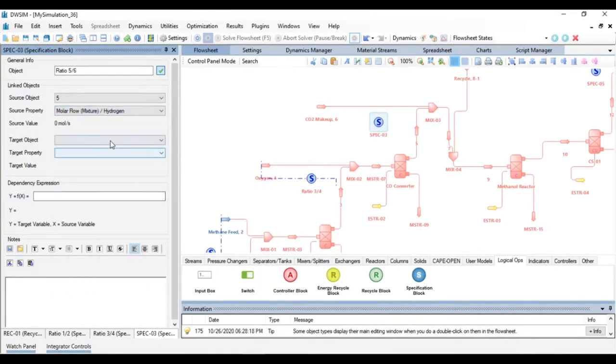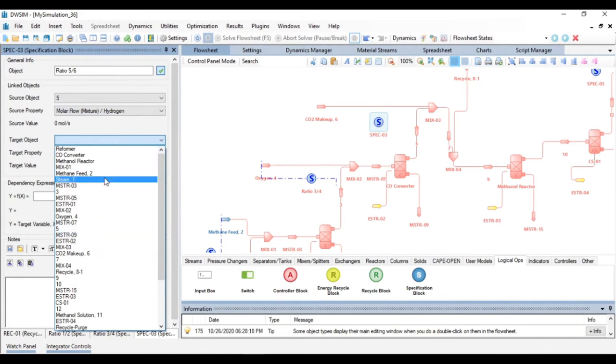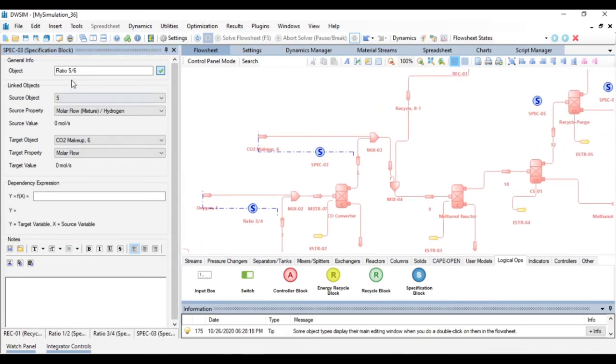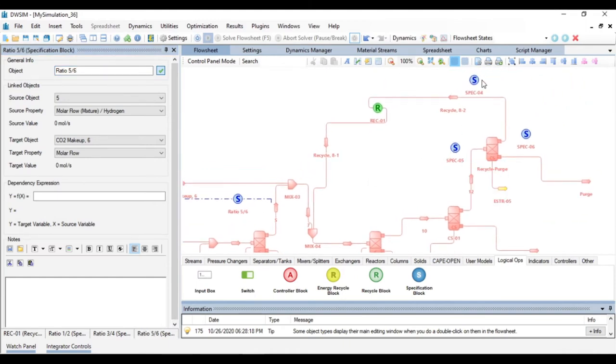There you go. The target object is the CO2 makeup, and the molar flow of the CO2 makeup. Okay, now we click enter for the name of the object. Let's wait. Now, in the upper specification block, this is the N2 in purge.